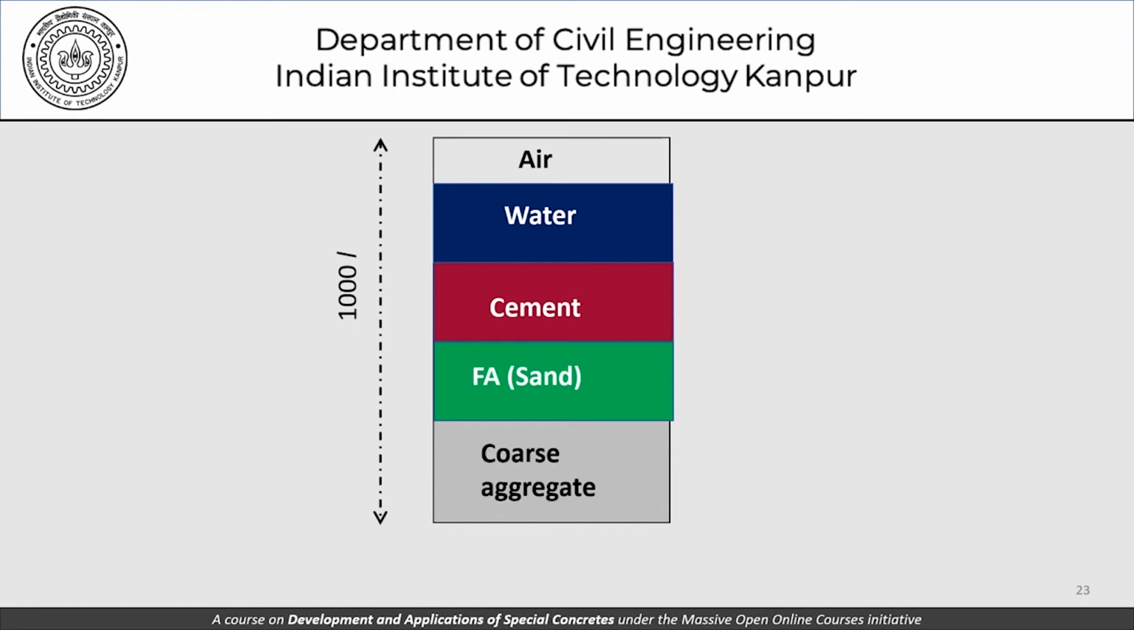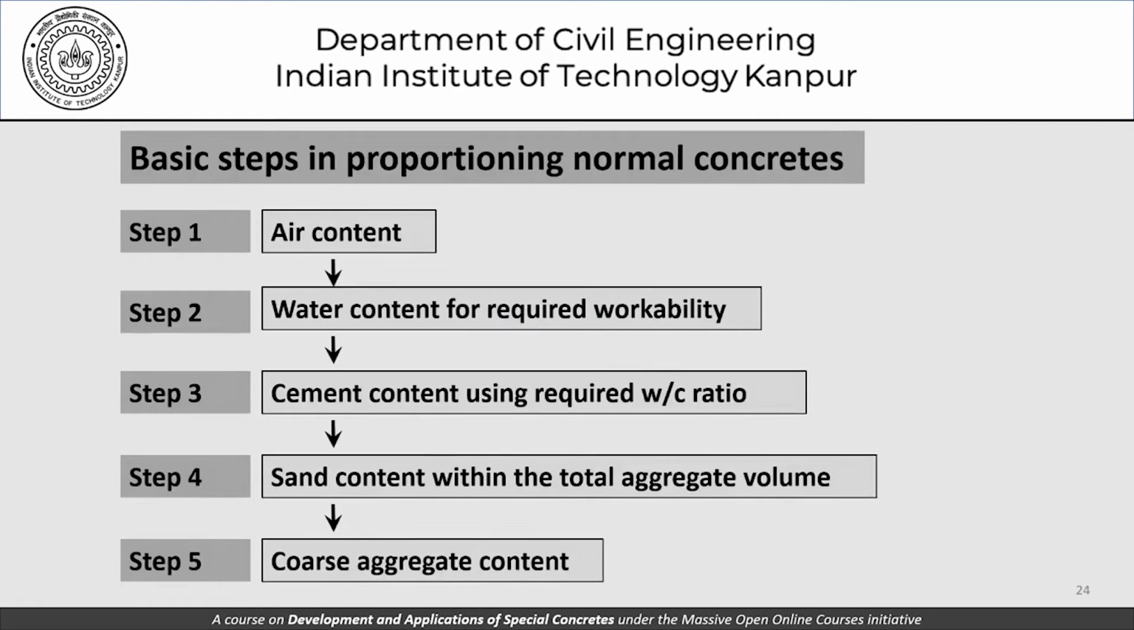To recapitulate, the basic steps in proportioning normal concretes would be, first, the air content. This of course is known to you as an input. How much air do we have? In air entrained concrete, it could be 4%, 5%, 6%, 7%. But in non-air entrained concretes, it can be taken to be 1% or 2%, or may be ignored depending on the specification or the method that you're following.